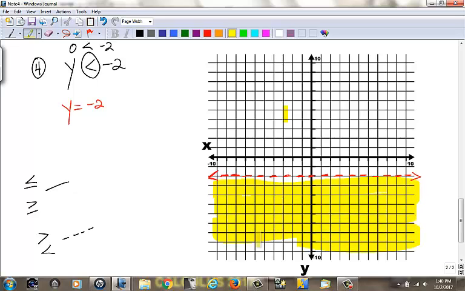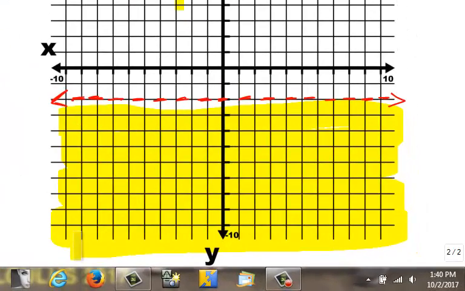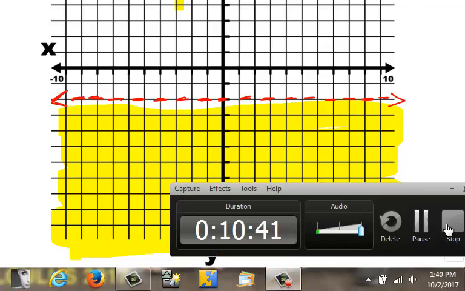Okay. So less than is everything below. Okay, those are the 4 graphs that we're going to do on the graphing inequalities. And so that you know ahead of time for the rest of this week. I guess we can go through.